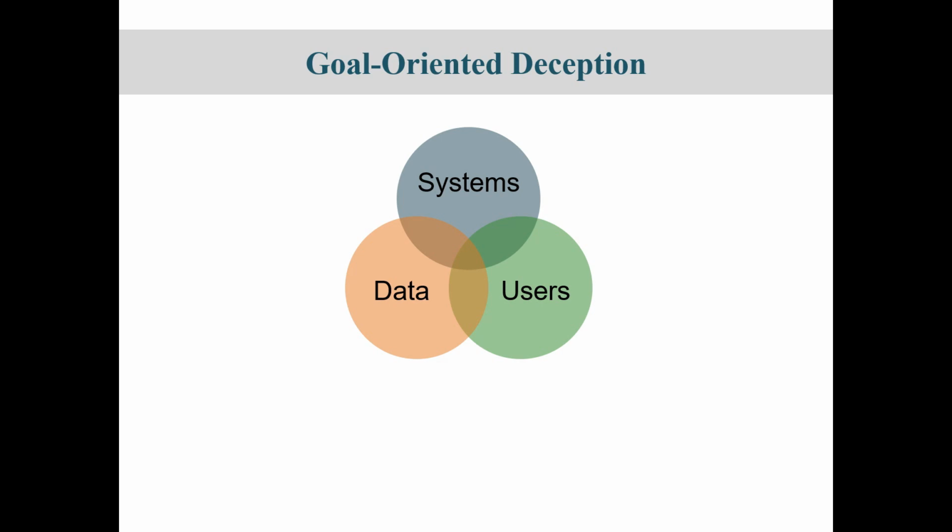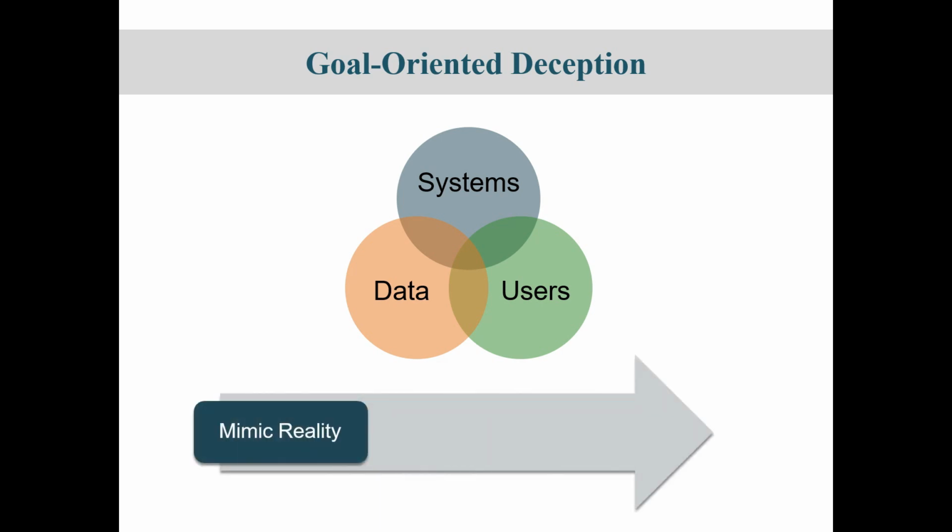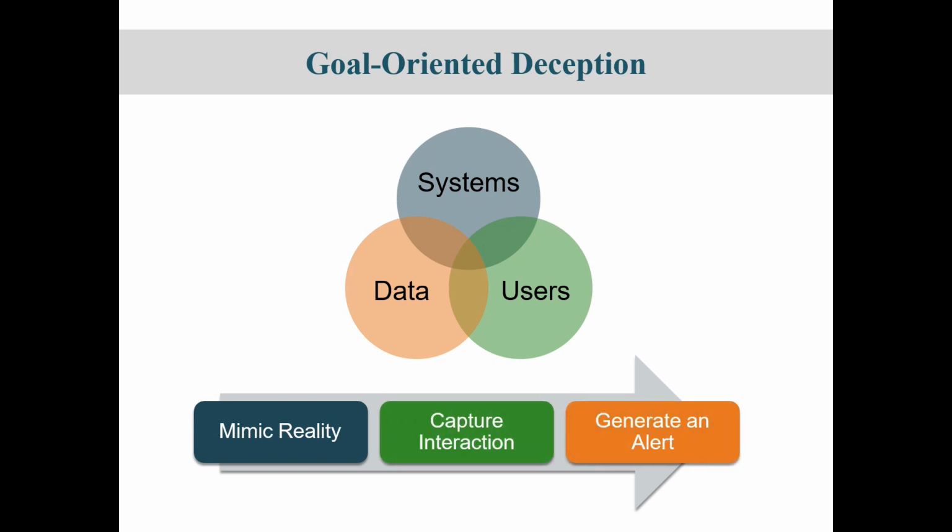How does a honeypot achieve its goal? First, it mimics reality to make the attacker feel like he is really searching for his target. Then it captures the attention of the attacker, and finally it generates an alert to let the organization know that their system has been attacked.